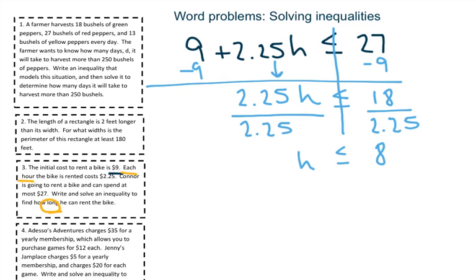So what does that mean in terms of Connor renting the bike? Let's write a sentence for that. In sentence form, I would say that Connor can rent the bike for up to 8 hours. You could put it in your own words. You could say that he can rent the bike for a maximum of 8 hours, or less than or equal to 8 hours. Any words that would indicate the same result. All right, let's move on to the last problem for the notes.